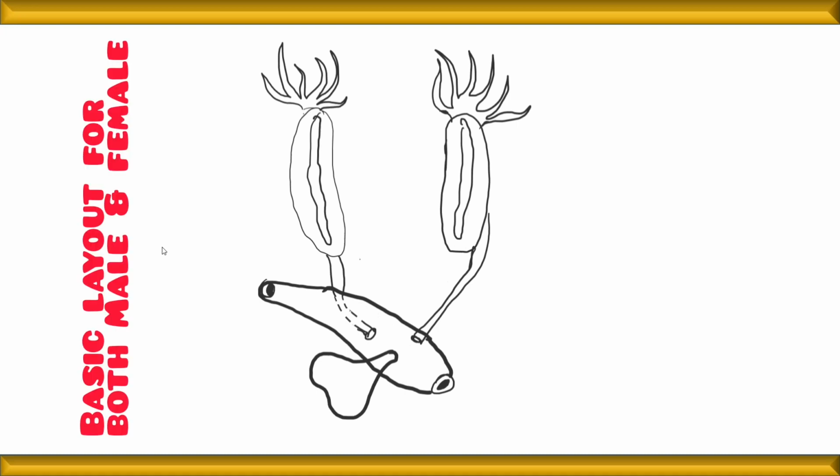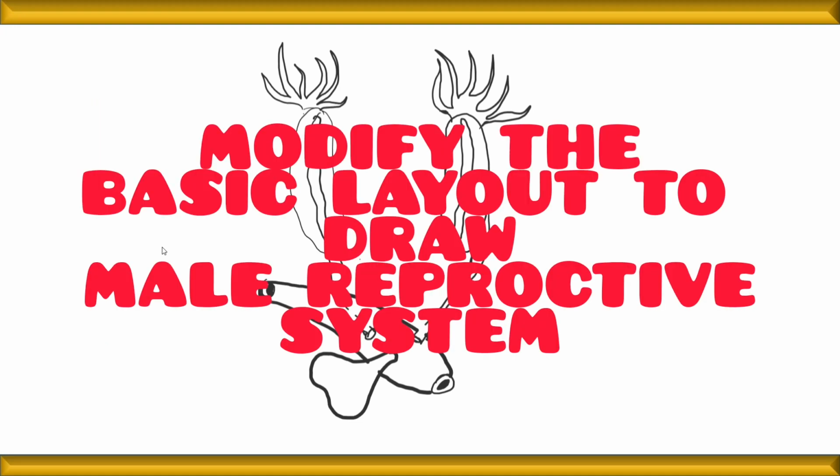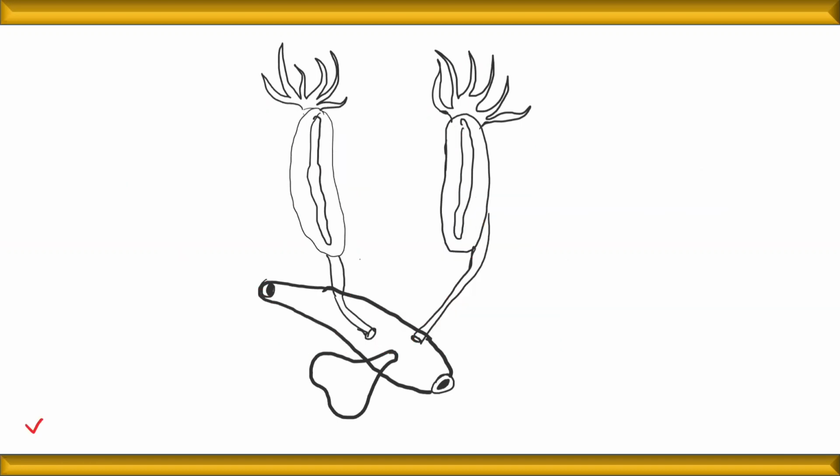So this is the basic outline which you will have to keep not only for the male reproductive system but also for the female reproductive system of the frog. Now let us manipulate this diagram slightly and draw in specific the male reproductive system.